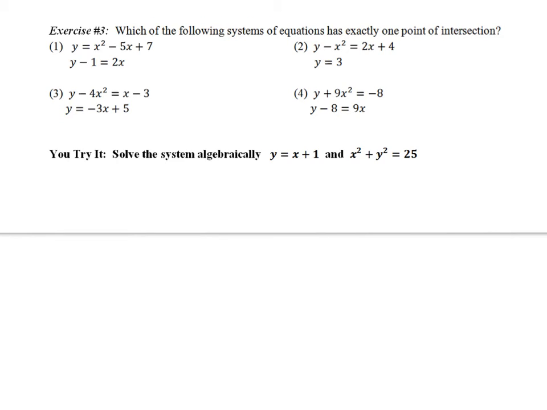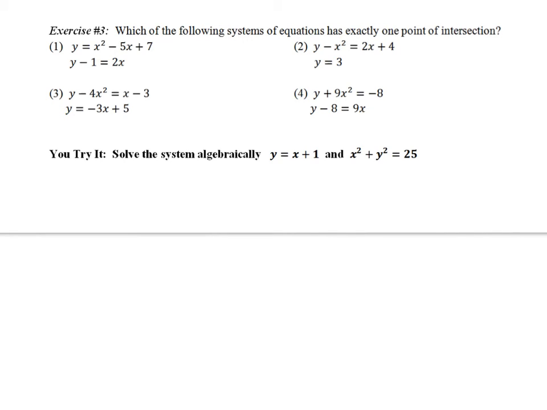So for this problem, it says, which of the following systems of equations has exactly one point of intersection? Now, I think rather than trying to solve each of these algebraically to find the points of intersection, I would like to take a look at my graphing calculator. And on my calculator, I can either use the graph to find the points of intersection, or I can look at the table and see where the points of intersection are.